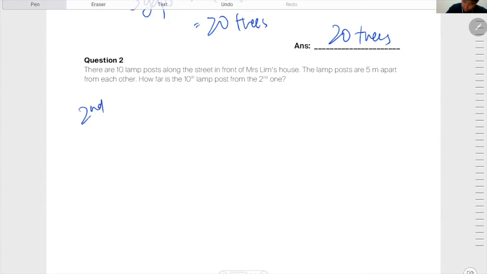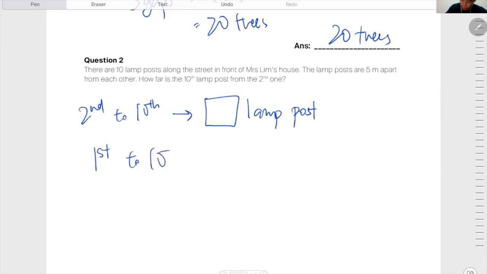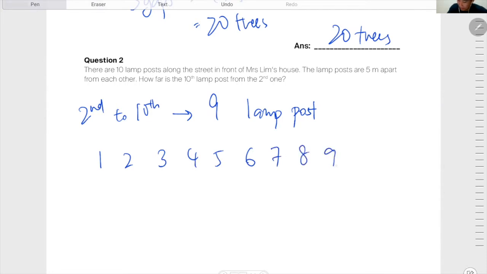So, second to 10th. How many lampposts are there altogether? First lamppost to 10th lamppost, I have 10 lampposts altogether. So if I'm counting from second to 10, I will only have 9 lampposts. This is very important. 1, 2, 3, 4, 5, 6, 7, 8, 9, 10. From the second to the 10th, I have a total of 9 lampposts.